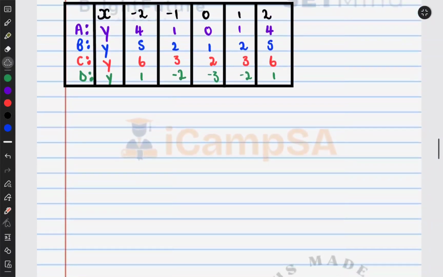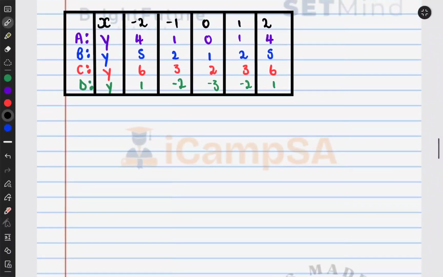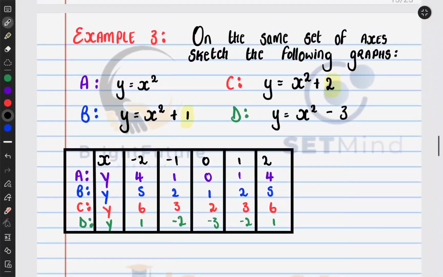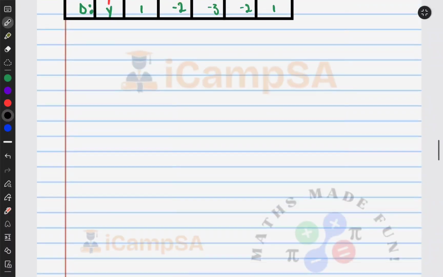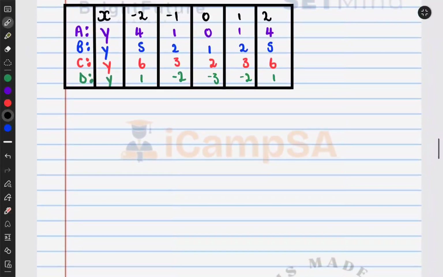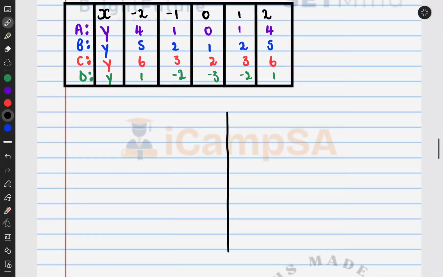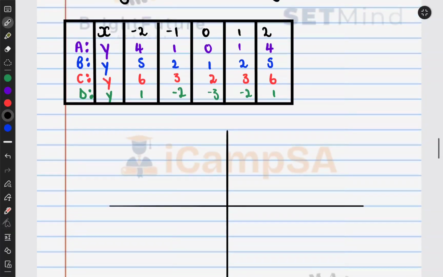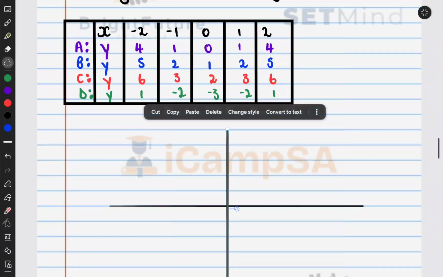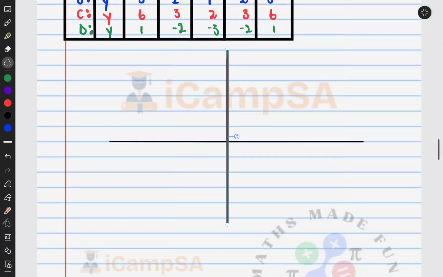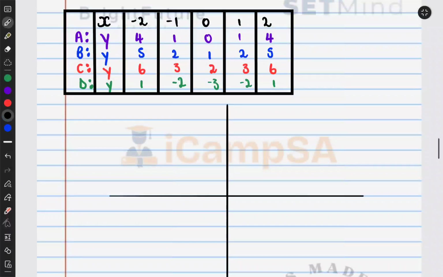Yes, now let's sketch our functions and see how adding the 1, 2 and 3 changes our function. Remember, we said changing the value of q, which is what we are doing here. By changing the value of q, what happens to the function? It shifts up and down. So we are also expecting to see the same thing here.